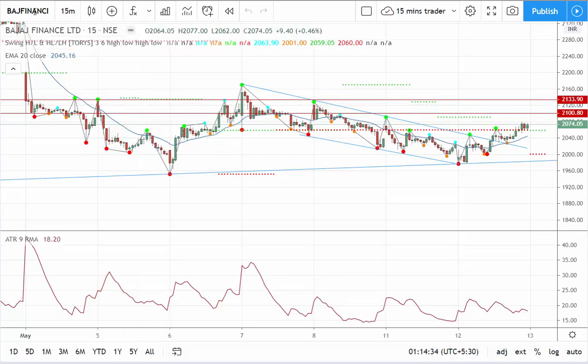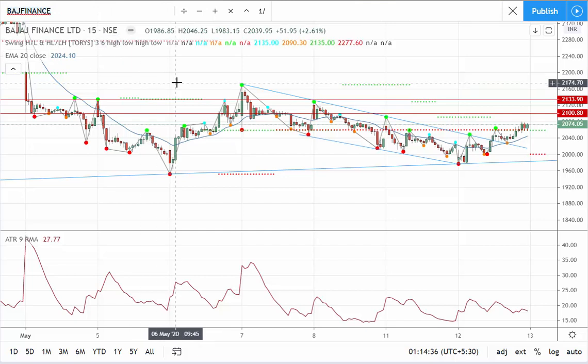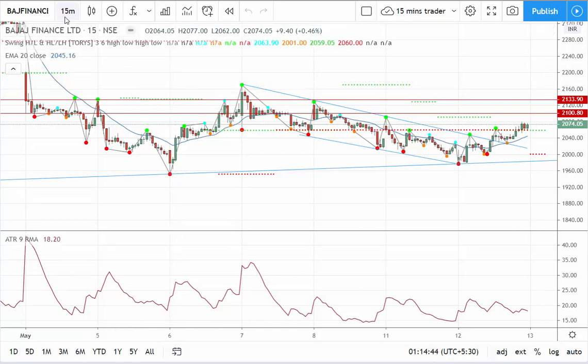This is the Bajaj Finance stock. I traded Bajaj Finance today and made profits, so I'll be teaching you how I made profits in it today. This is the Bajaj Finance 15-minute candlestick chart, and I've added a few indicators to the chart.